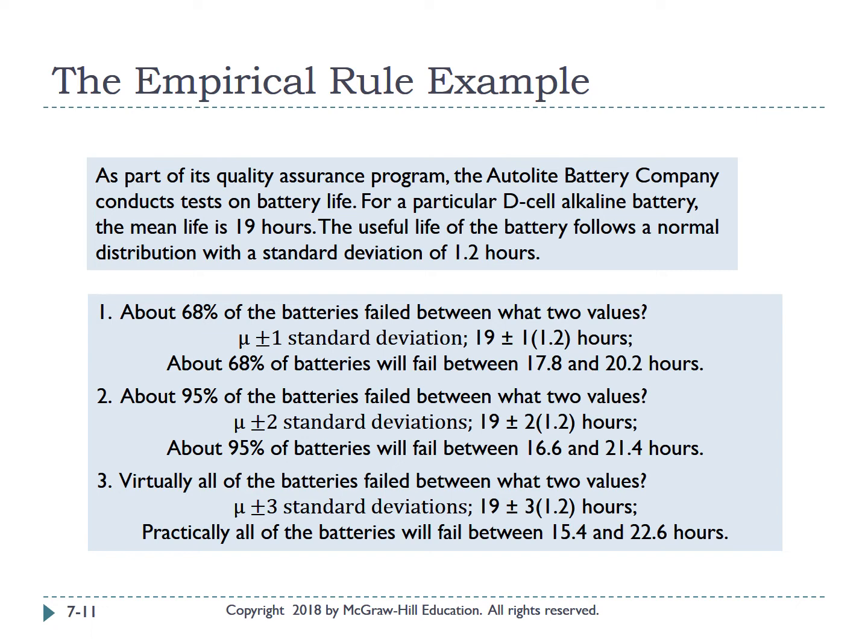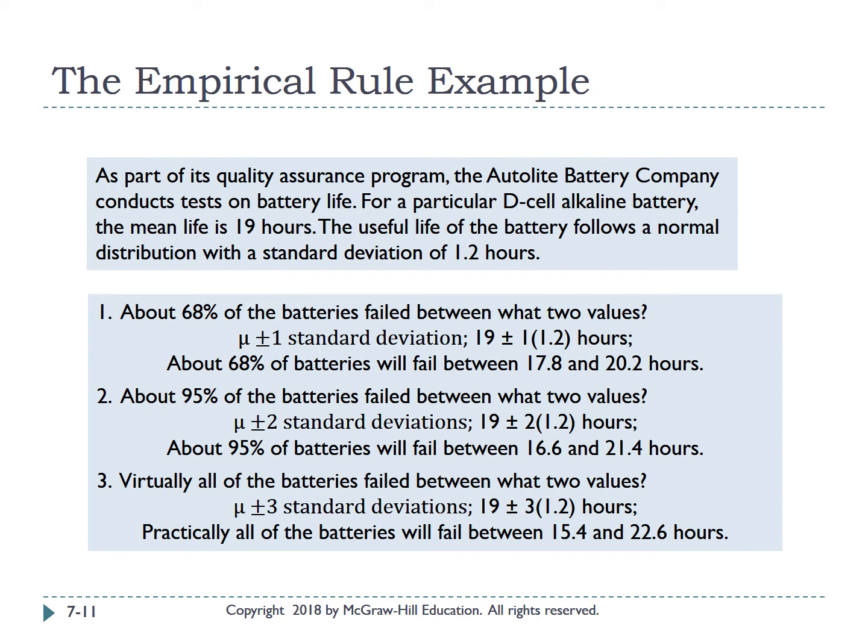Question 2. About 95% of the batteries fail between what two values? We want a range of 95%. A range of 95% is mu minus 2 times sigma and mu plus 2 times sigma. That is 19 minus 2 times 1.2 and 19 plus 2 times 1.2 hours. So about 95% of batteries will fail between 16.6 and 21.4 hours.